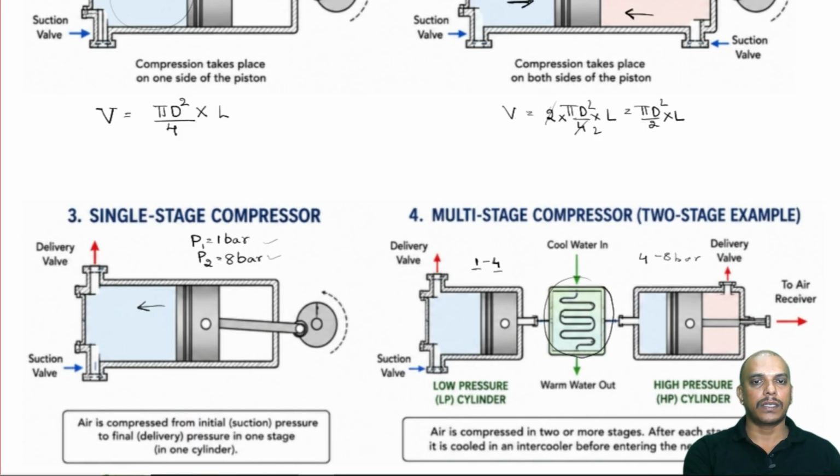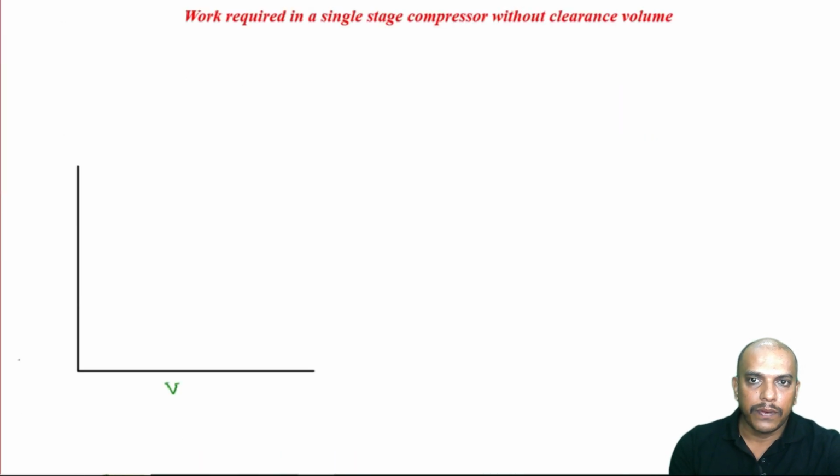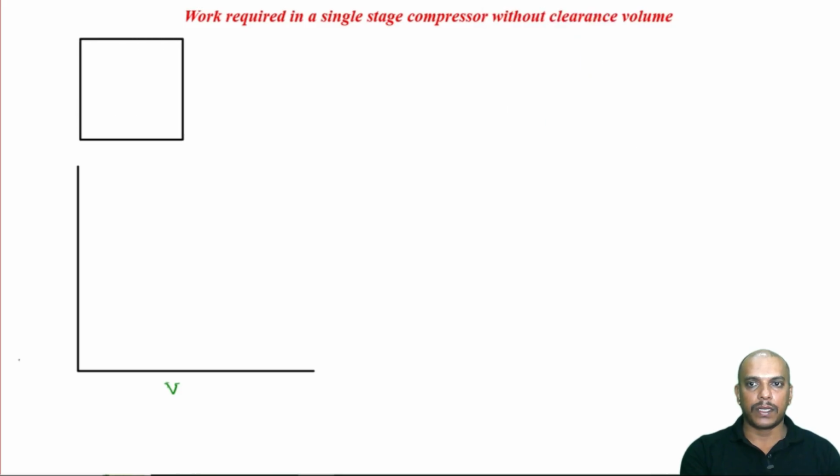So, that is what we call intercooling. Anyhow, if more stages are used, then it is called multi-stage compression. Now, let us derive the work required in a single stage compressor without clearance volume. Let us take an example of a simple single stage reciprocating compressor where the clearance volume is almost negligible.